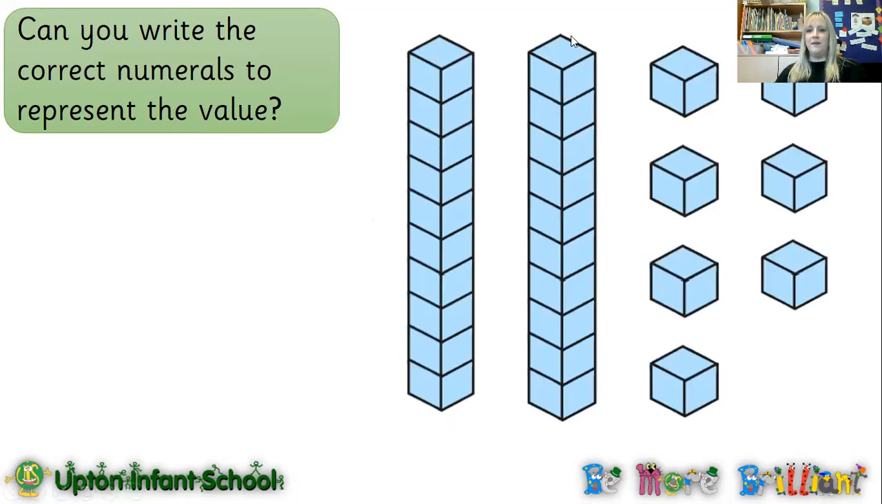Ooh, how many are there this time? 1, 2, 3, 4, 5, 6, 7, 8, 9, 10. Did you get 27? Hopefully you did, because this time we have got 2 lots of 10. So we've got 10, 20, and then we have 7 ones. 1, 2, 3, 4, 5, 6, 7. Let's try the next one.